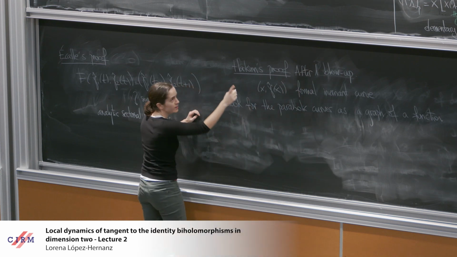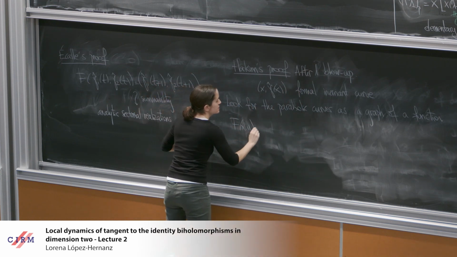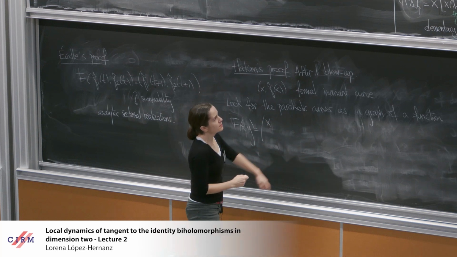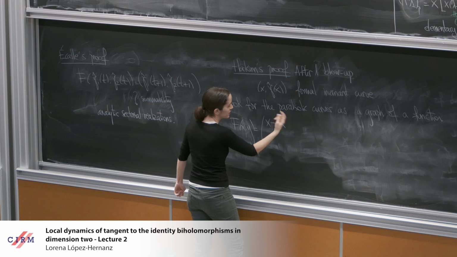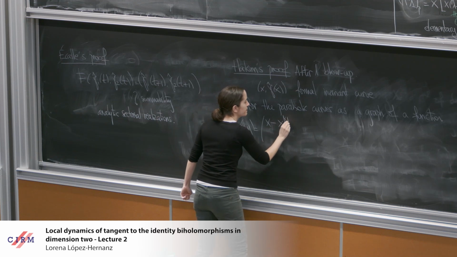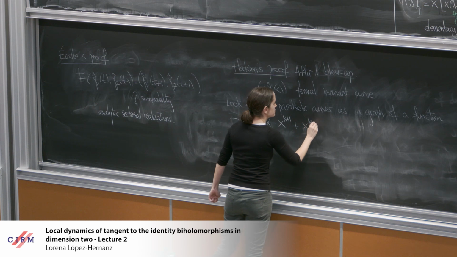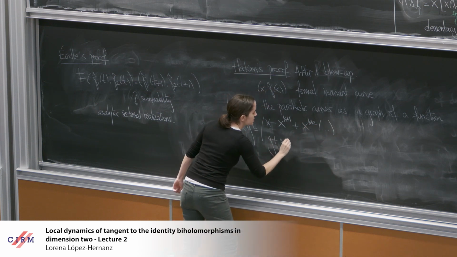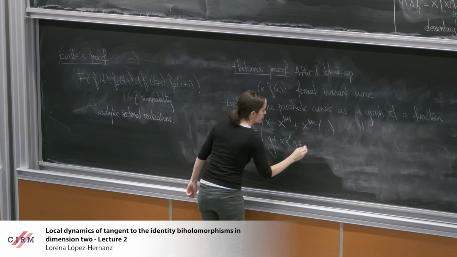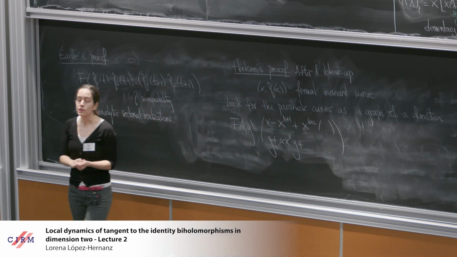And we can write, I will keep the same name for the coordinates and for f, we can write f as x plus lambda. With a change of coordinates, I will write a -1 as before because I will use Leau-Fatou flower theorem, plus higher order terms, and y plus alpha x to the ky plus higher order terms.